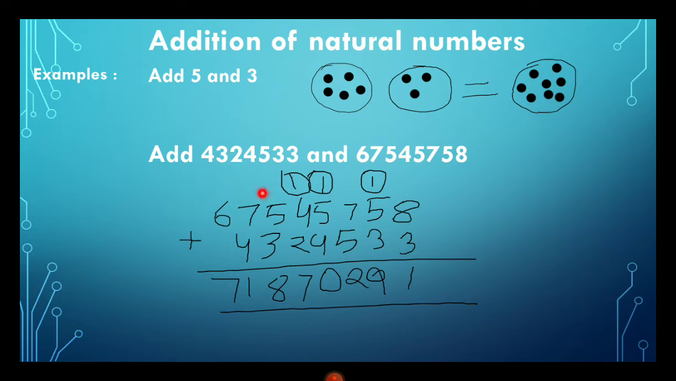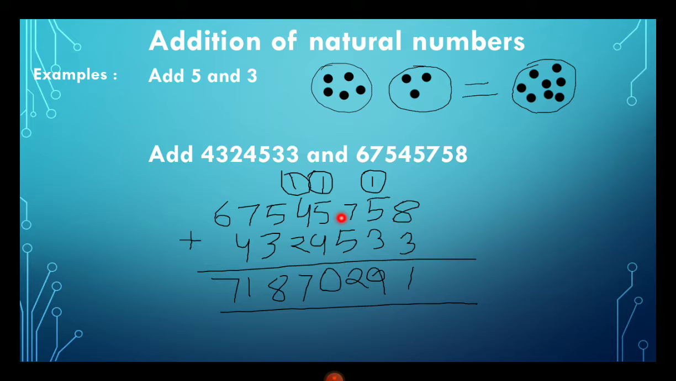8 dots. Okay. Now, let's add 4324533 and 6754578. Will you draw this many dots? No. So, see this. We will write the bigger number first and then the smaller number second. And then add 8 and 3. 8, 9, 10, 11. So, 8 and 3 gives 11. 1 carry 1. You will put the carry over here and remember to add this carry over. So, 5 and 3 results in 8. But because of this carry over, we give it 9.